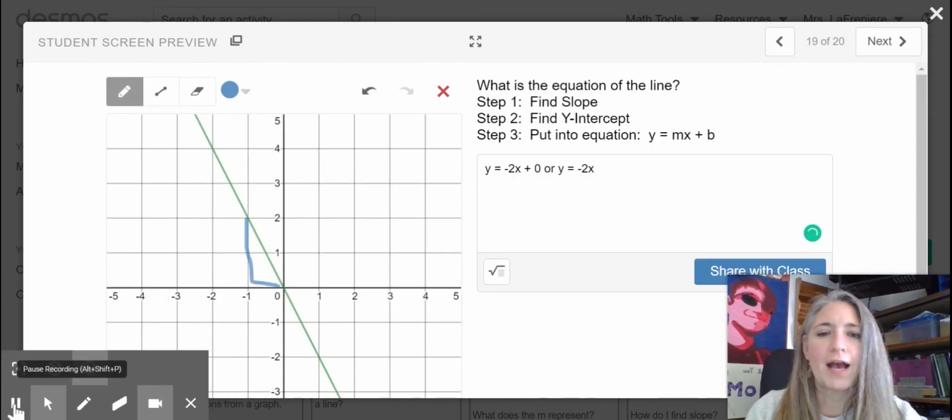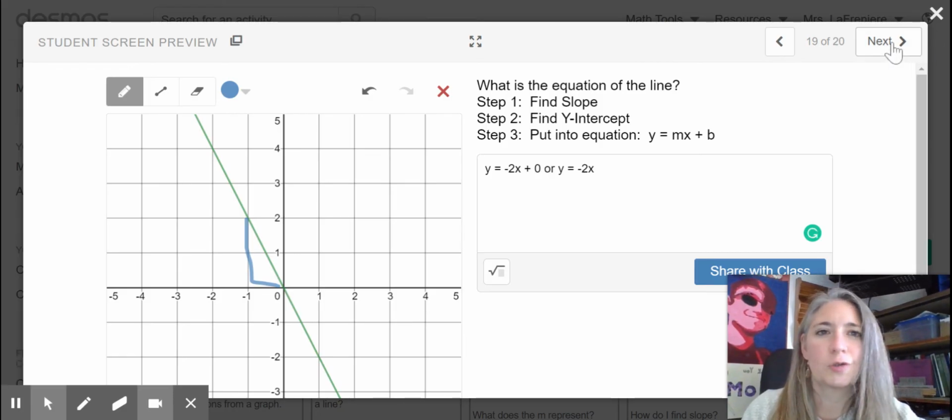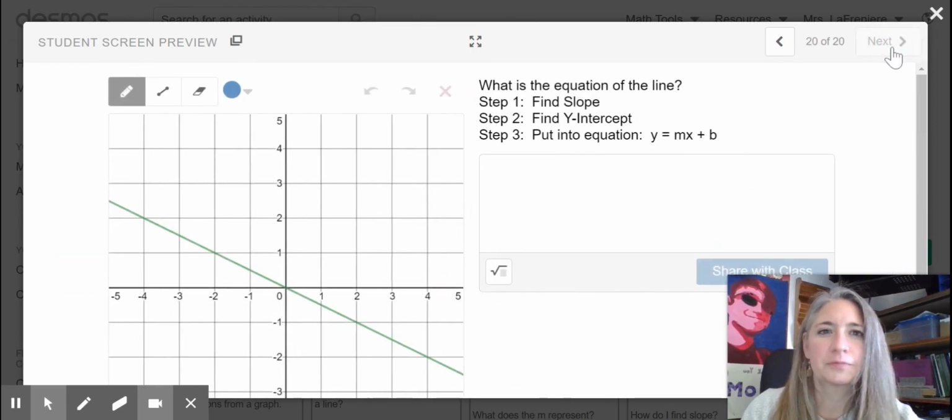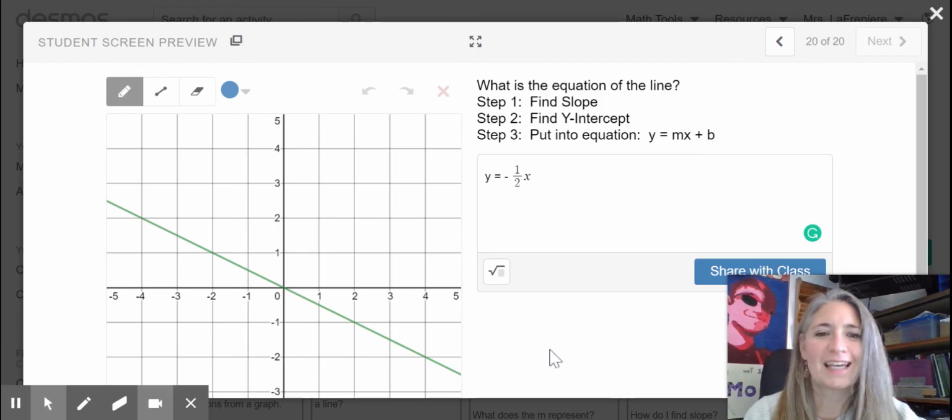This one would be y equals -2x plus 0, or just y equals -2x, because you don't need to write the plus 0. And this one was y equals -1/2 x. Nice job.